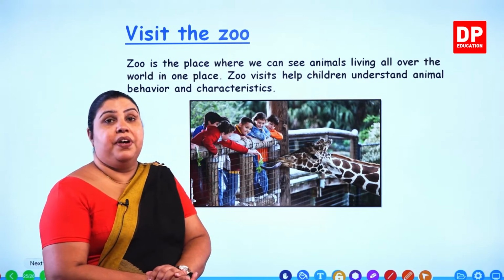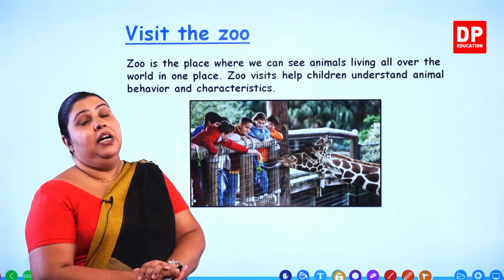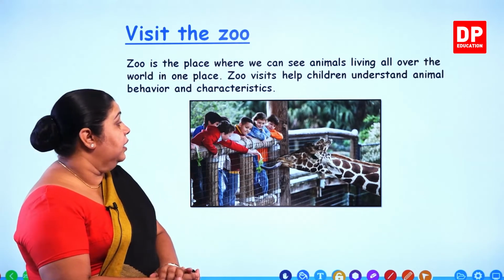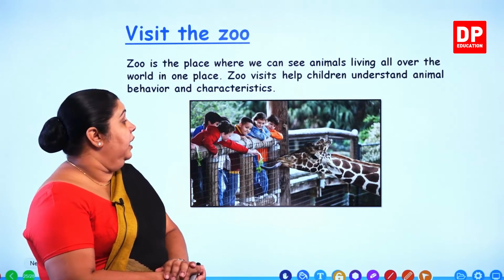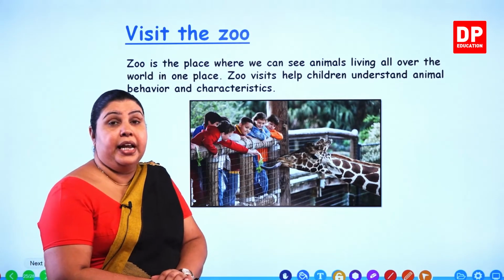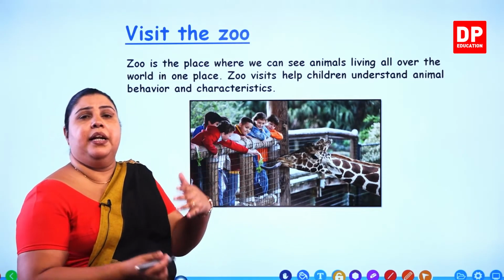So it is a place where you can learn lots of things about animals and about different species of different types of animals. It's not only animals, birds, butterflies, reptiles.